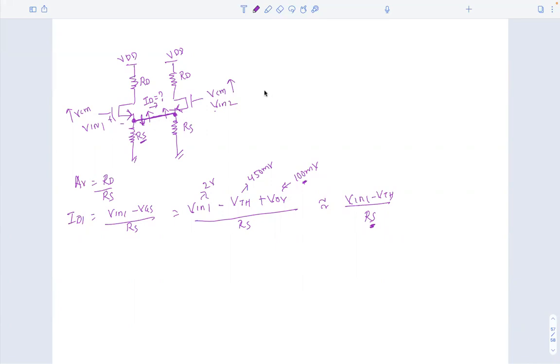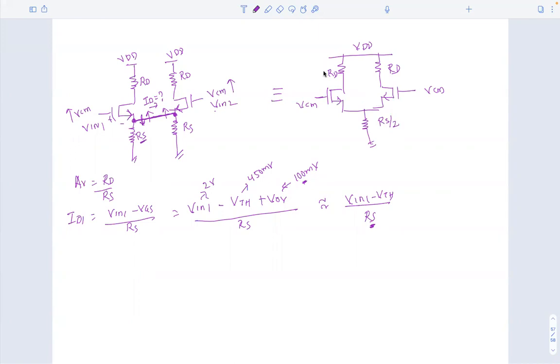Okay. So if you represent the same circuit here, you have RD, and you have RD. Both are connected to VDD. Both are connected in parallel. So this will be what? RS by 2. Correct. Okay. So now both are connected to V common mode. This makes sense. So you can make out RS by 2.